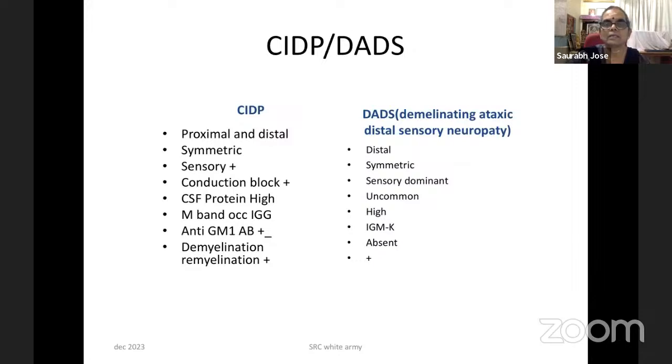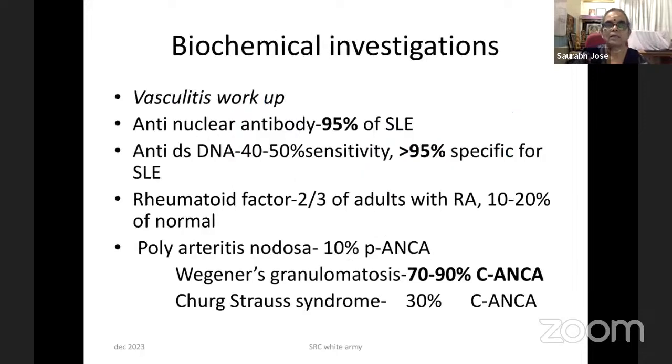The demyelinating ataxic distal sensory neuropathy has to be differentiated from CIDP. Here proximal and distal, here is only distal. As the term indicates, this is distal. Both are symmetrical. This is sensory motor, this is sensory. CSF abnormalities are less here, there it is more. Anti-GM1 antibody positive, IgM kappa positive. Demyelination, remyelination is present, whereas here also it is present. So it is distal sensory dominant. This is distal and proximal motor dominant. Variant forms, demyelinating ataxic distal sensory neuropathy. The term is based on the various phenotypes and the other changes.